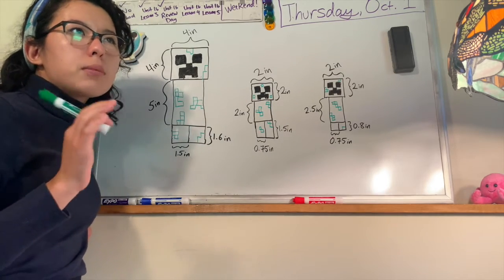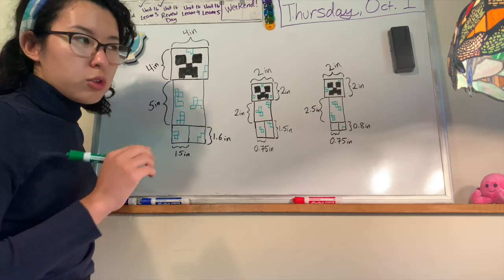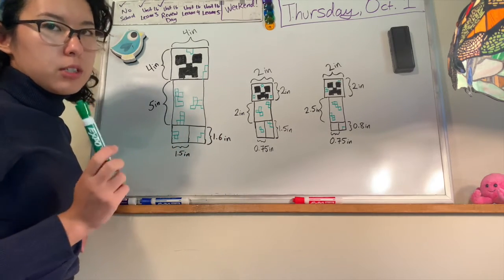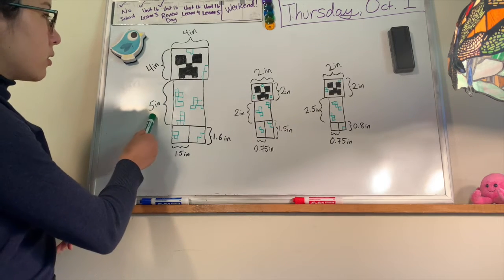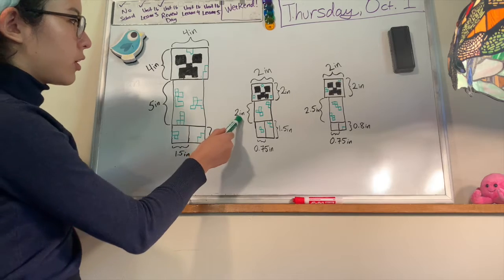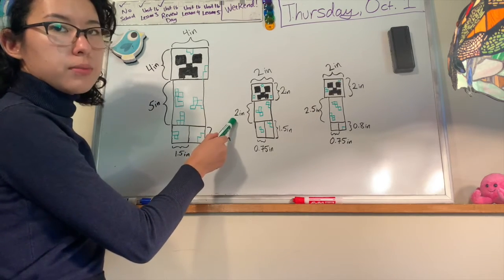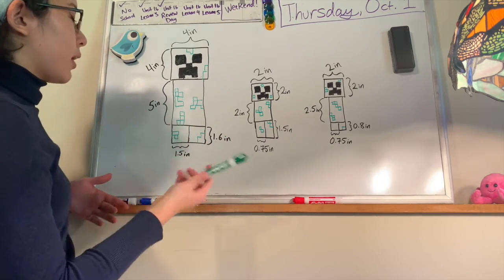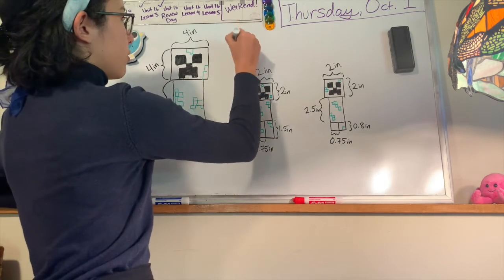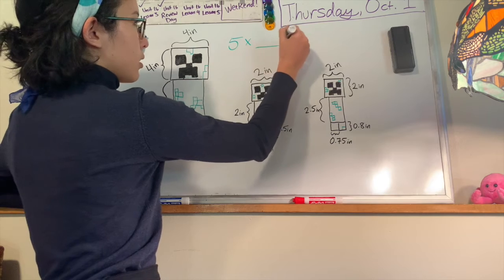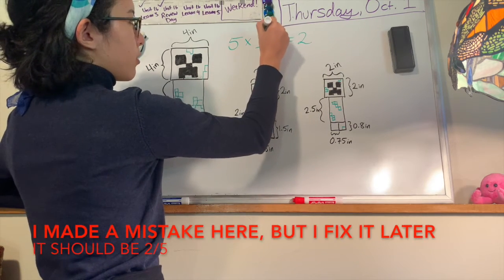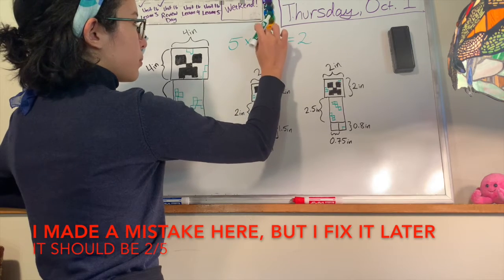if there is some scale factor which remains constant throughout the entire drawing. So let me demonstrate that here. This creeper has a body length of 5 inches. This one over here has a body length of 2 inches. Now the thing that you would have to multiply 5 by in order to get to 2, we write it out over here: 5 times what equals 2, that number is 5 over 2.